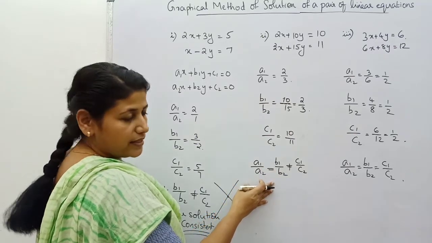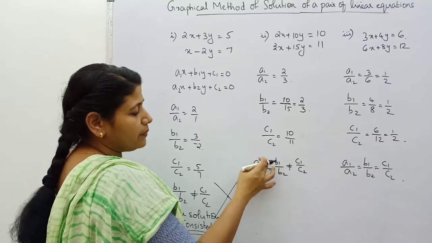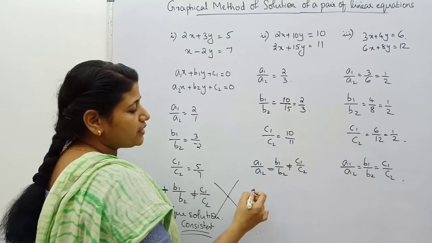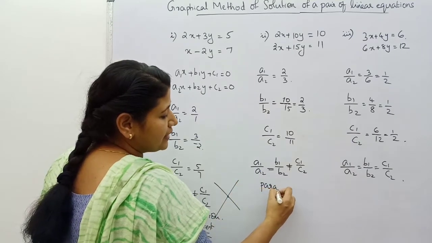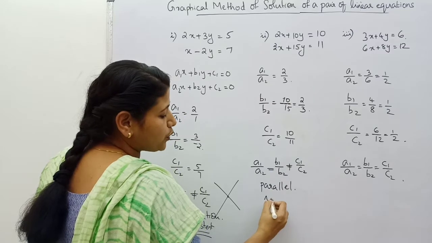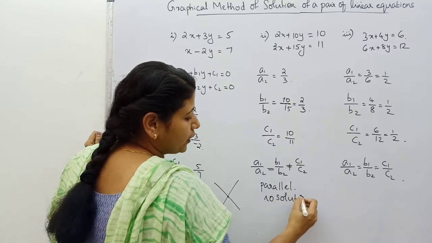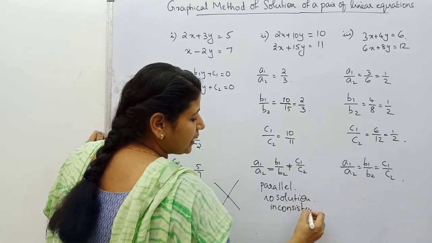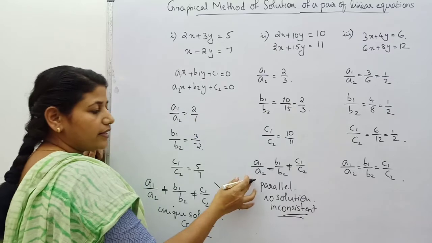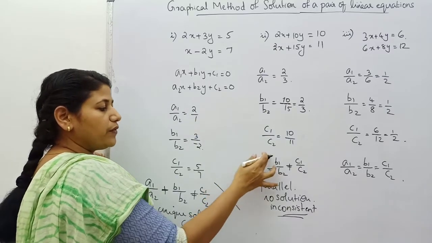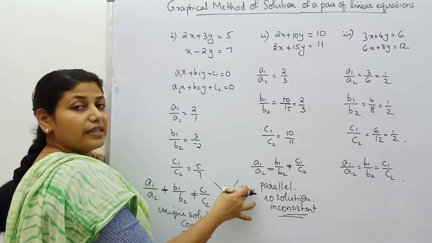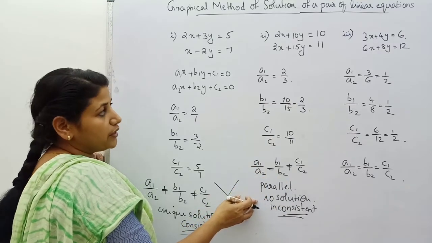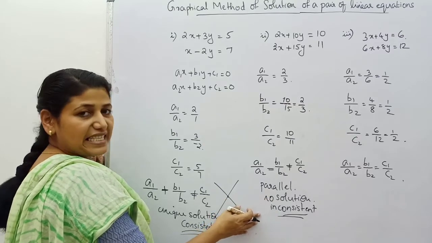And coming to this section, here the first two ratios are the same. a1 by a2 equal to b1 by b2, but not equal to c1 by c2. Which means these lines are parallel, which means no solutions. You will not get any solution. So we can say that this is inconsistent. Since a1 by a2 equal to b1 by b2 and not equal to c1 by c2, these are parallel, so this cannot give you any solutions for these linear equations, and it is inconsistent.